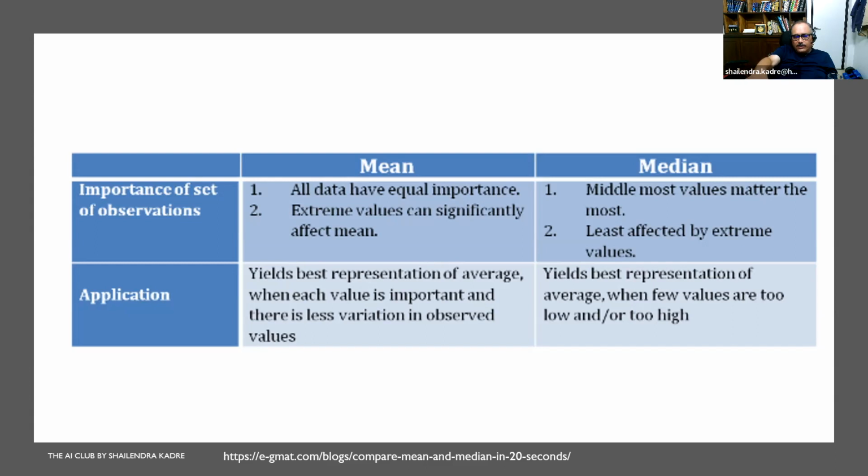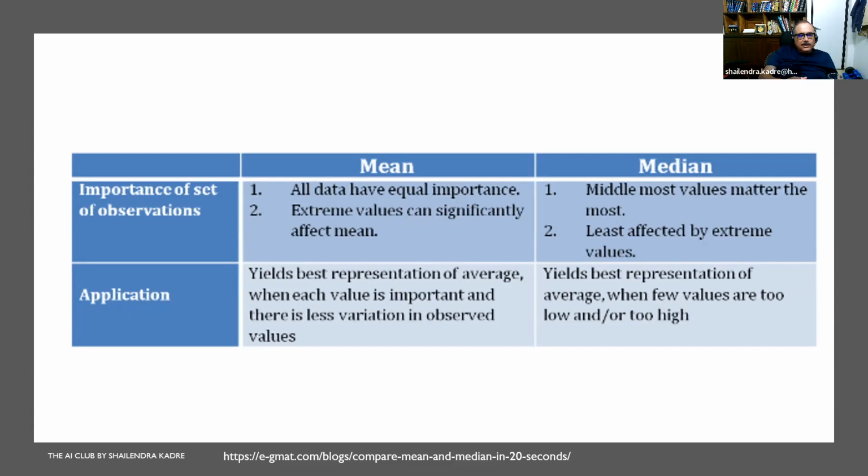in the median last column. Median, you read the second one. Median yields the best representation of average when a few values are too low or too high. If there are outliers, then median is the best representation. If there are no outliers and all values are equally important, then mean is the one to use.